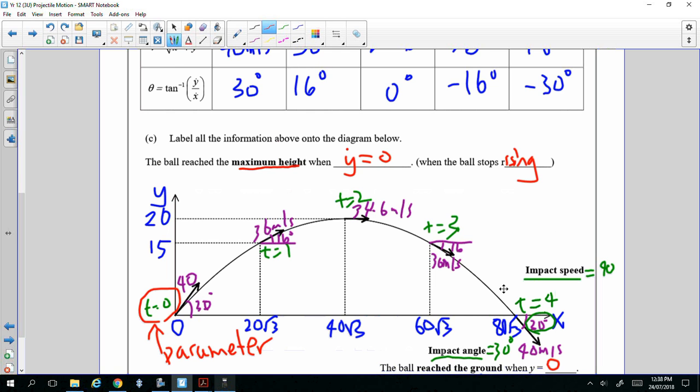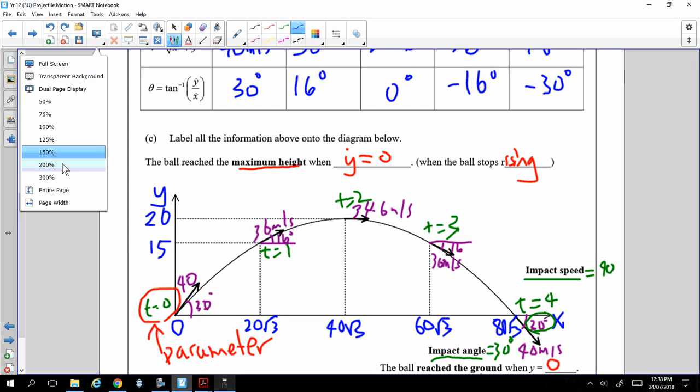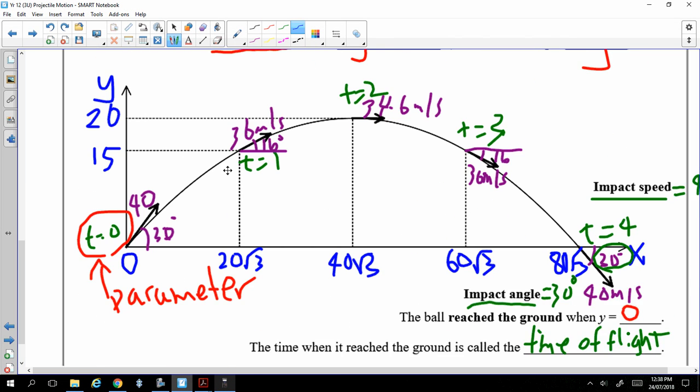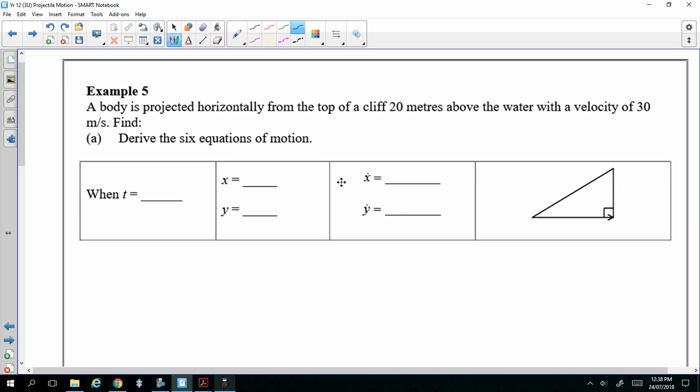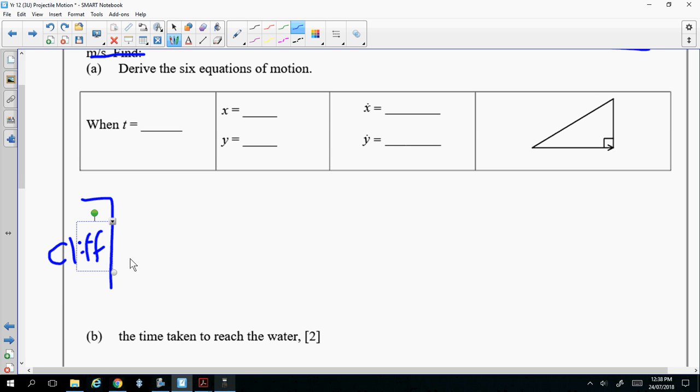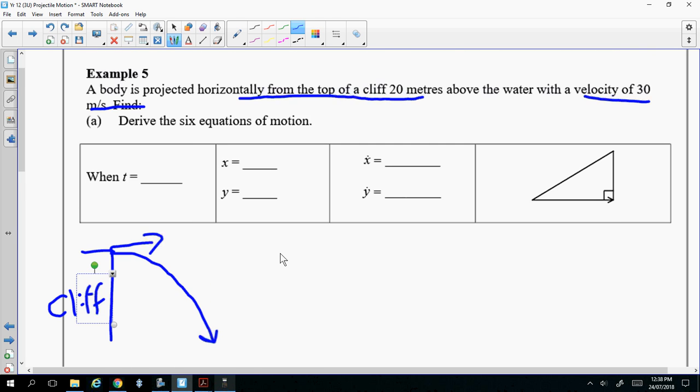Okay, a body is projected horizontally from the top of a cliff 20 meters above the water at a velocity of 30 meters per second. So there's a cliff, and then it goes like that, right? Let's make this one y, this is x. We're going to make the bottom of the cliff the origin. So when t is 0, x is 0, but y is 20. It starts off 20 meters.